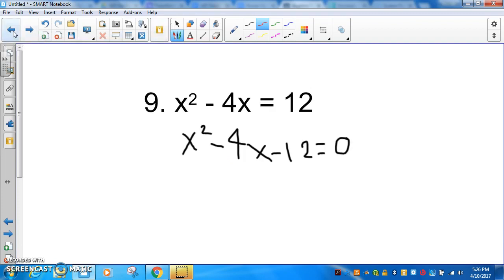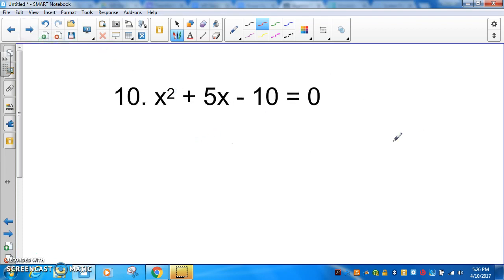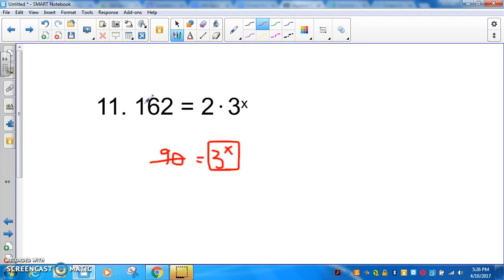In review, you can do the first one by factoring. You can do this second one by either graphing or the quadratic formula. Look that up online if you don't know it. And lastly, get the 3 to the x by itself and then see if you can't guess and check.